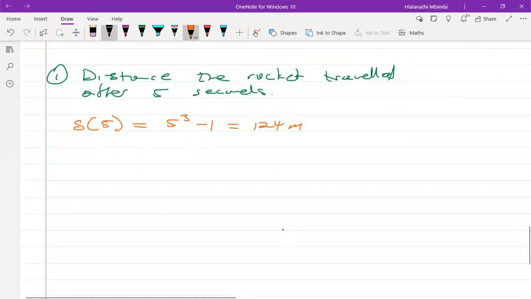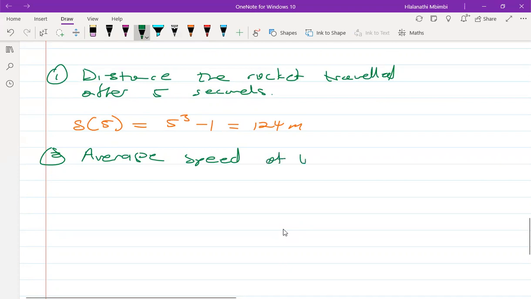And then I can perhaps ask you, number 2, the average speed of the rocket between 5 and 10 seconds.